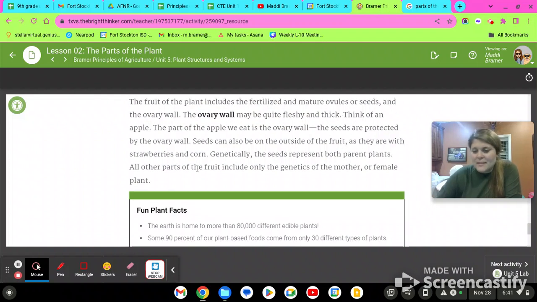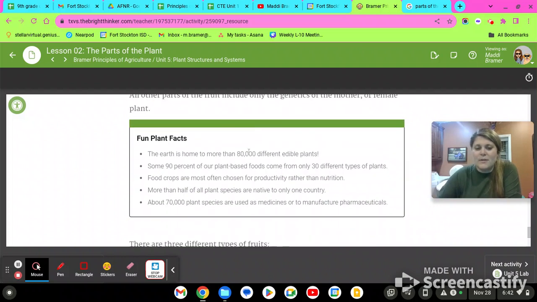The seeds are protected. Remember, you've got apple seeds whenever you get to the middle. Okay, seeds also could be outside of the fruit, like strawberries. So those little dots, those are seeds, or corn. Genetically, the seeds represent both parent plants. All other plant parts of the fruit include the genetics of the mother or female plant.